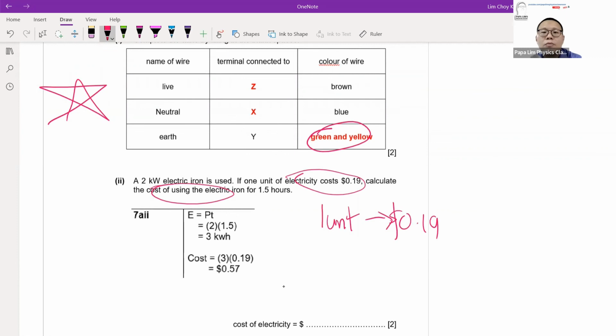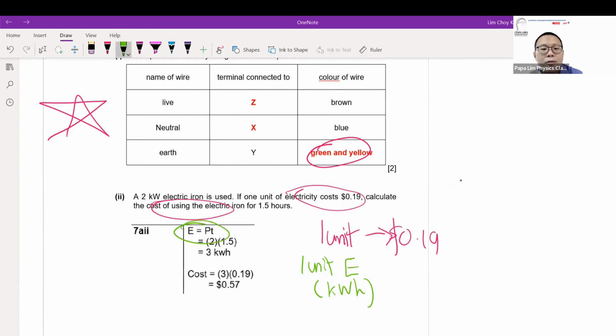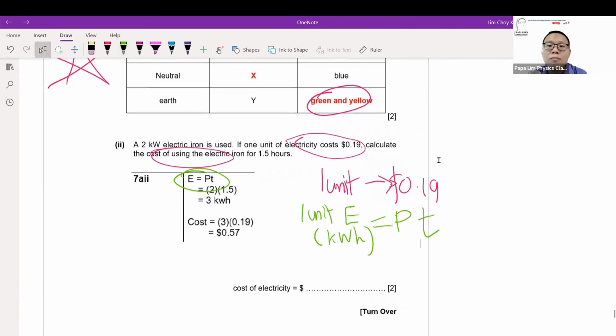The 1 unit here we're referring to is 1 unit of energy, and the energy is in kilowatt hour. 1 unit of E is in kilowatt hour, because it's in costing. If you look at the formula, energy is E equal to PT. When energy has to be in kilowatt hour, it means that the unit for power has to be in kilowatt, and the unit for time has to be in hour.